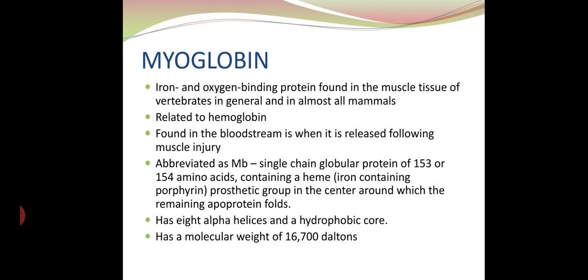And the next important respiratory pigment is myoglobin. It's an iron and oxygen binding protein found in the muscle tissue of vertebrates in general and in almost all mammals. It is very related to hemoglobin. It is found in the bloodstream when it is released following muscle injury. It is represented as MB. It is made up of a single chain globular protein of 153 or 154 amino acid residues containing a heme prosthetic group in the center around which the remaining apoprotein folds.